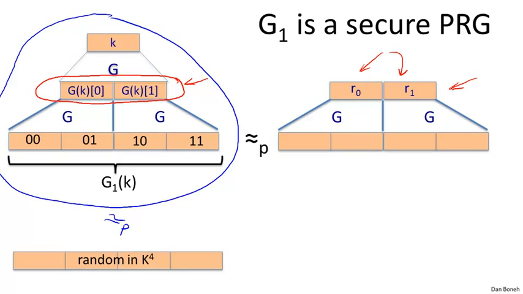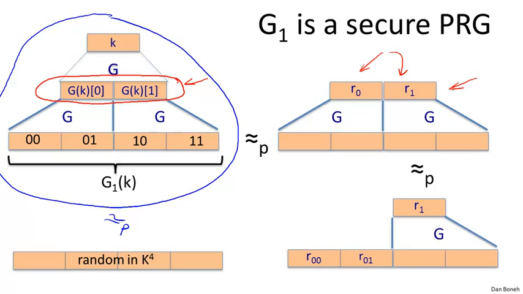Okay, so far so good. But now we can do the same thing again to the left-hand side. In other words, we can replace these 2 pseudo-random outputs by truly random outputs. And again, because the generator G is secure, no efficient adversary can tell the difference between these 2 distributions.